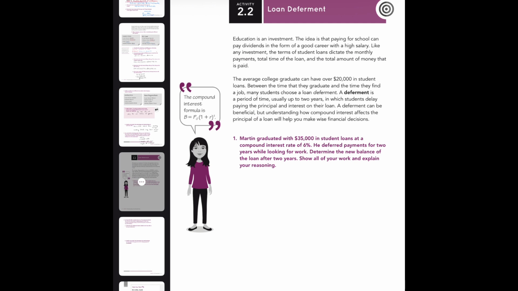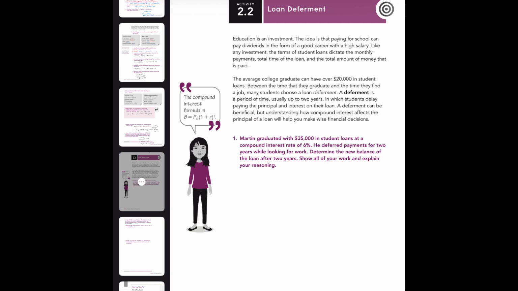So the average college graduate can have over $20,000 in student loans between the time they graduate and the time they find a job. Many students choose loan deferment. Deferment is a period of time, usually up to 2 years, in which students can delay paying the principal and interest on their loan. A deferment can be beneficial, but understanding how compound interest affects the principal of a loan will help you make a wise financial decision. So with a deferment, you're not having to make payments, but interest is accruing on the amount that you owe.